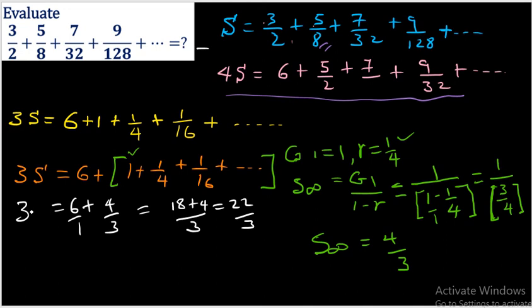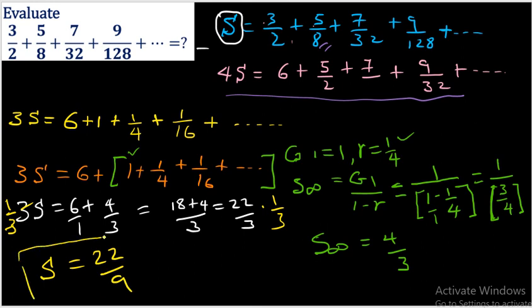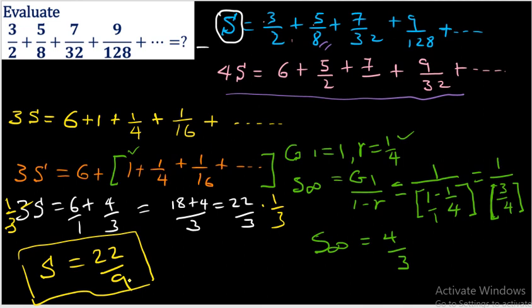Now we can multiply both sides by 1/3 to cancel the 3 here, because our objective is to get s. We already said s is equal to our original sum. So when you multiply both sides by 1/3, the s will be 22/9. This is the sum of the infinite series that we are trying to get. So the sum of this infinite series will be 22/9.